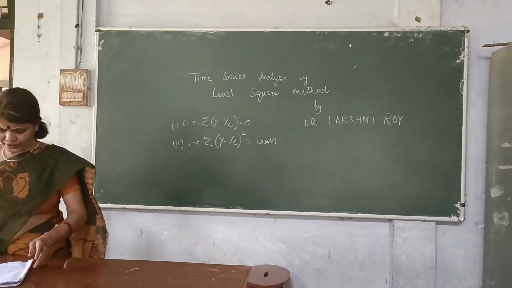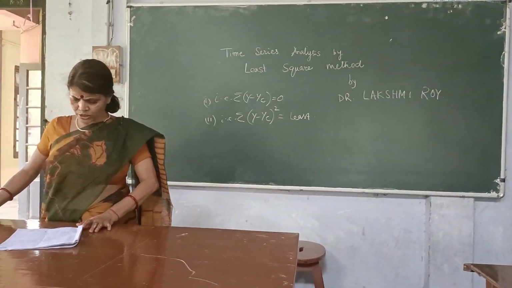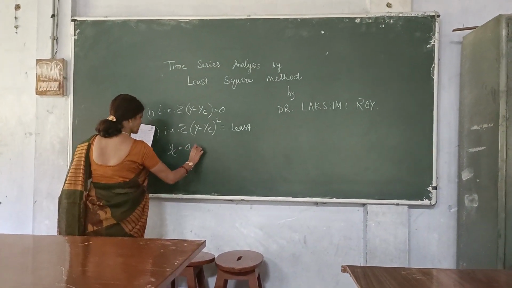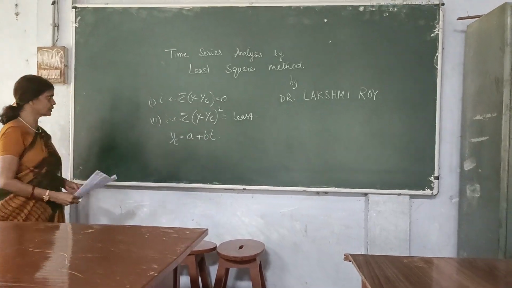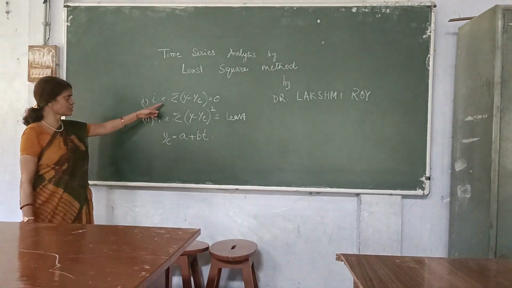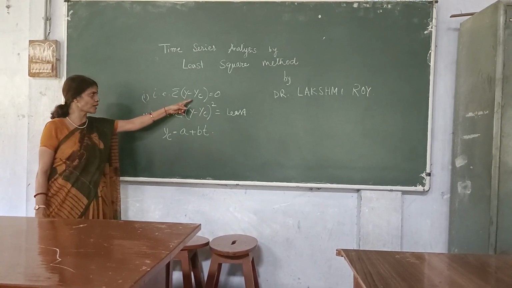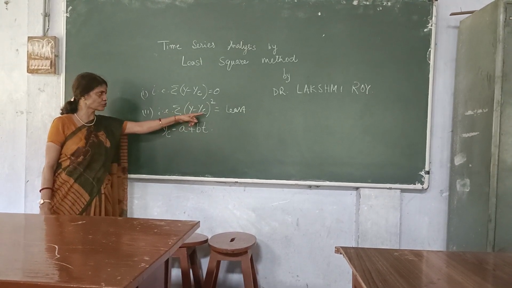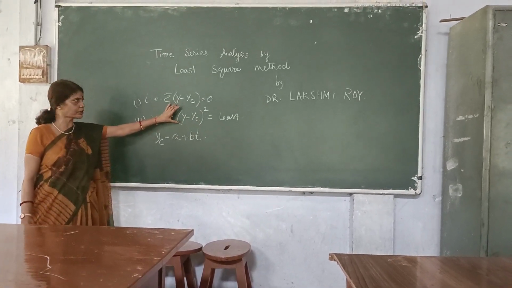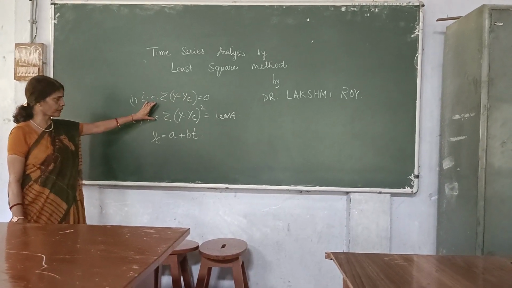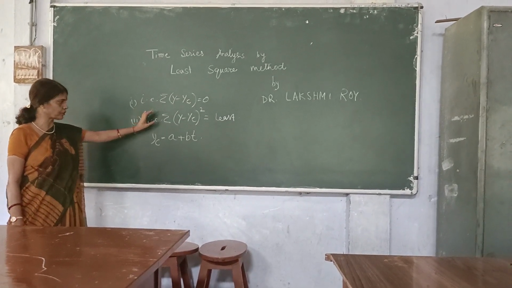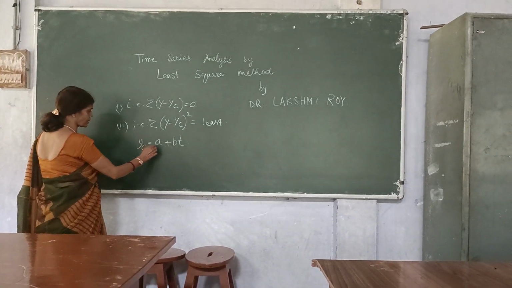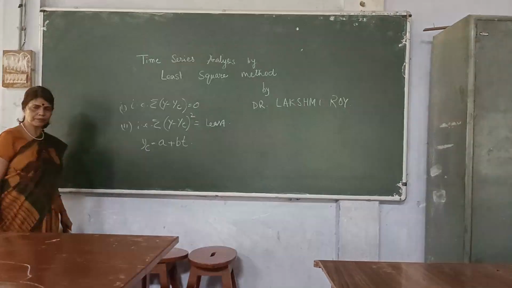Now for the linear trend, the equation of the straight line is yc equals a plus bt. These two conditions, that is, summation of y minus yc equals 0 and summation of (y minus yc) whole square is the least, are the two conditions which are approved by this least square method. The straight line equation, we know, is yc equals a plus bt.